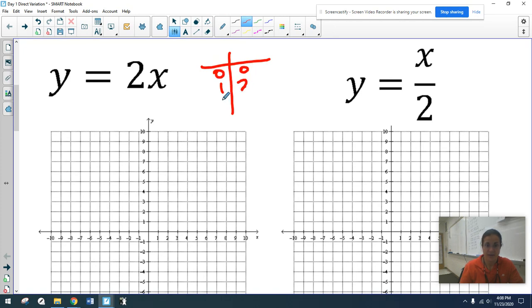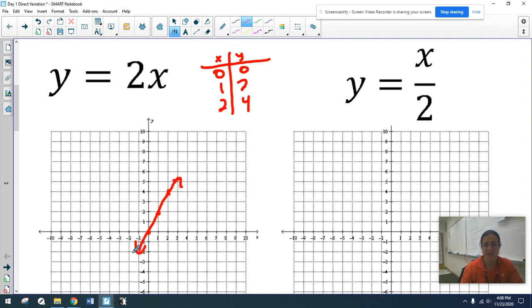If you get a table, this is what your table would look like. You can do 0, 0, 1, 2, and 2, 4. Remember that these are the x's and these are the y's. So 2 on the x-axis is here, 4 on the y-axis is up there. So you just connect your dots, and that's it.